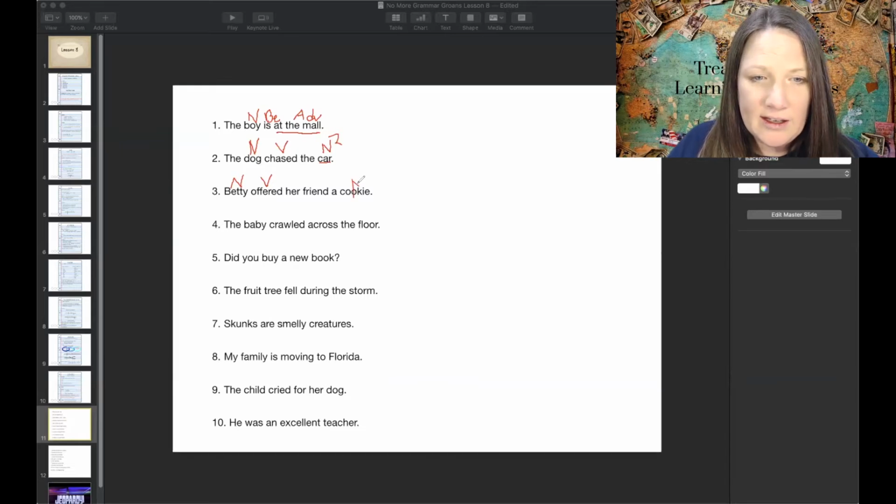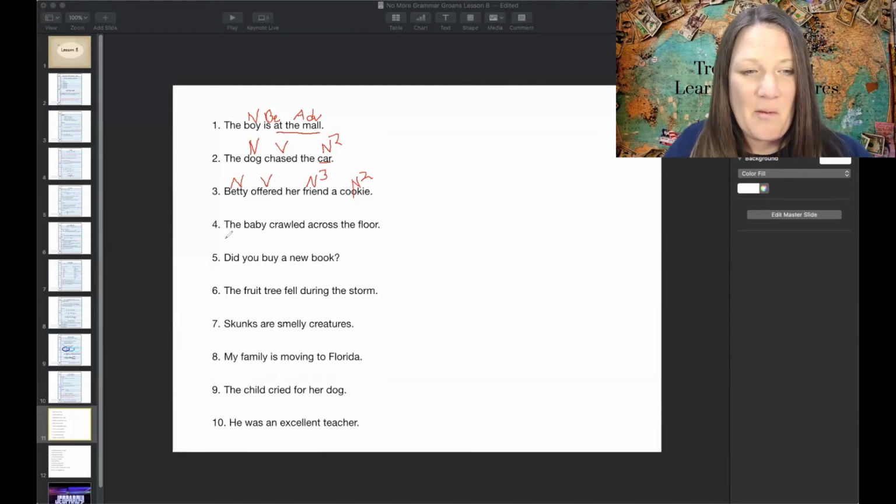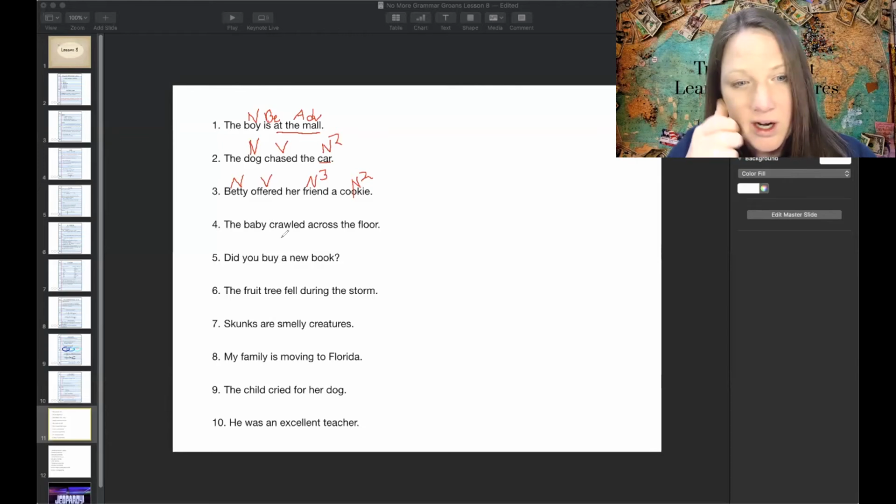Cookie. Oh, my mouse. Cookie is noun 2, direct object. That's what was directly offered. And to whom was the cookie offered? Friend. Number 4, the baby crawled across the floor.